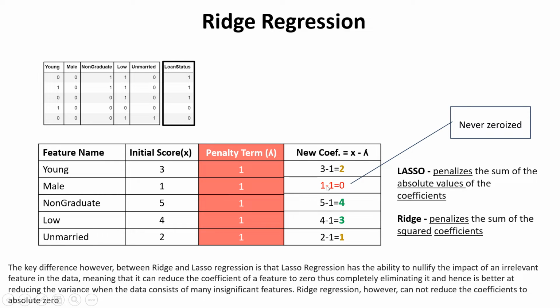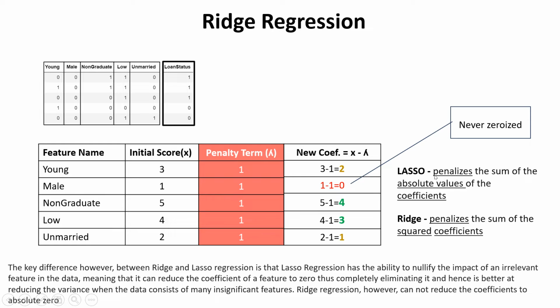So this is a little lenient, whereas lasso regression is pretty aggressive. The lasso regression zeroizes the coefficient, whereas ridge regression gives you a value which can be close to zero, but mostly it doesn't give the coefficient as zero.